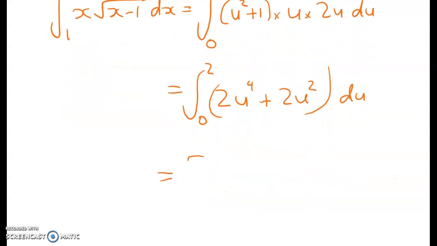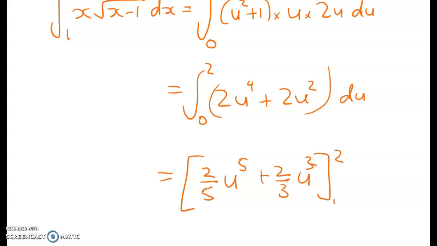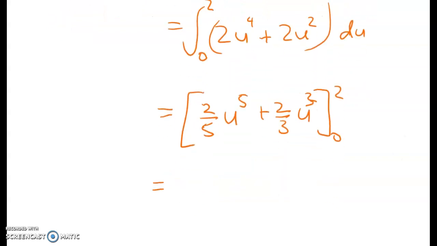That gives me 2/5 u to the power of 5 plus 2/3 u cubed. And now you can see that the two things line up. And if we shove all the values in again, not surprisingly, we are going to get 18.1 to 3SF. So there you go, 2 questions done.